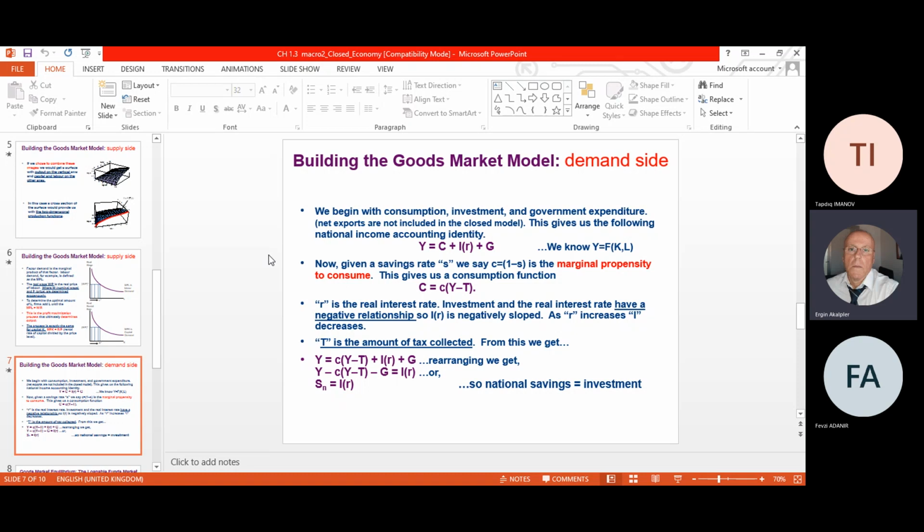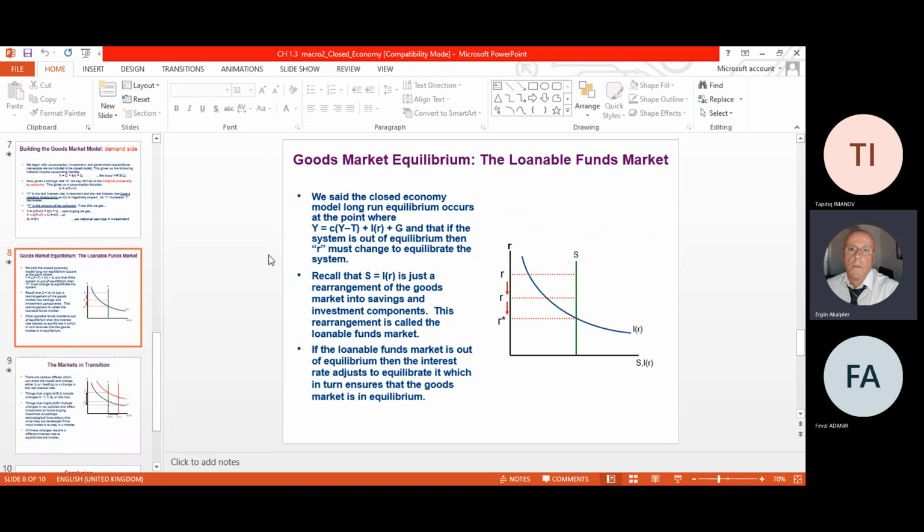Then this all gives you the investment, because in the equation we are representing savings and investment, which are supposed to be equal. The saving account is also represented with the investment, as you know. Then the goods market equilibrium, the loanable funds market: here R is the real interest rate, and S or I is the saving and investment.